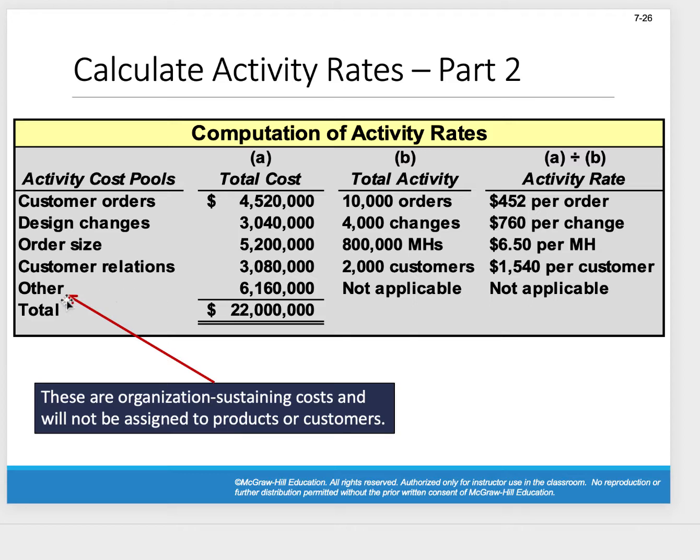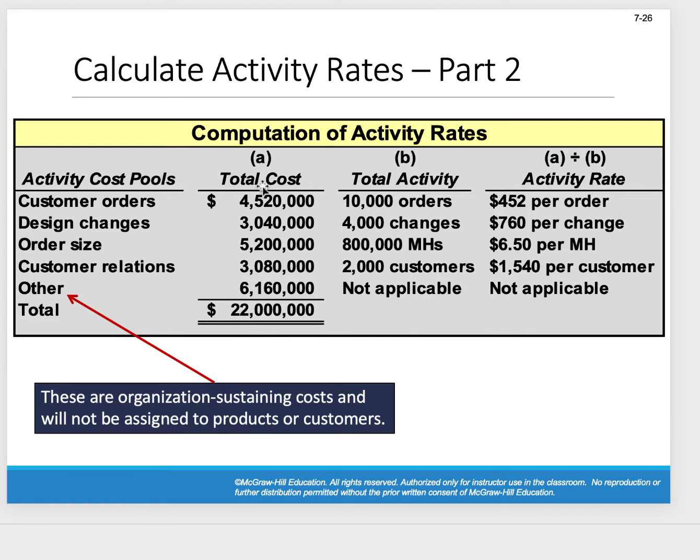Now, notice this other $6,160,000. What's the total activity? Not applicable. What's the activity rate? Not applicable. Okay, these are the organizational sustaining costs. We're not going to assign those to a product, to an order, to a customer, whatever.